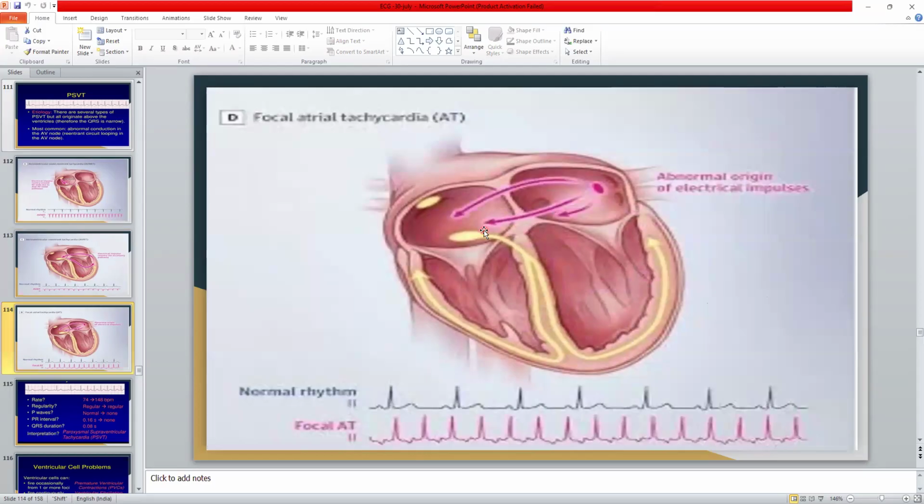This is the focal atrial tachycardia. This is the other type. Usually, the main three types I am mentioning to you. In this focal atrial tachycardia, there is abnormal origin of electrical impulses in the atria producing tachycardia.